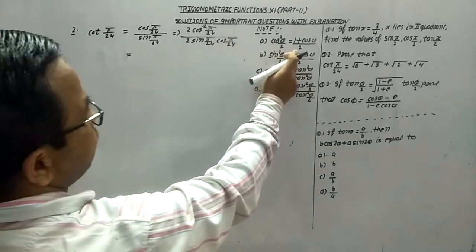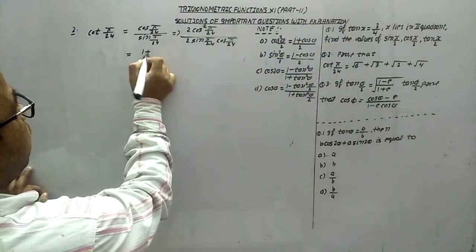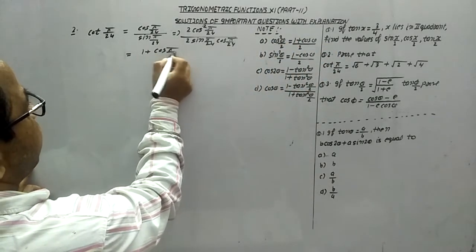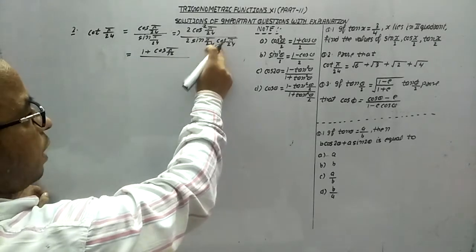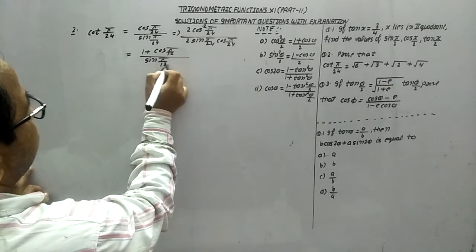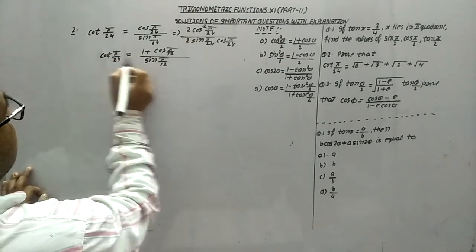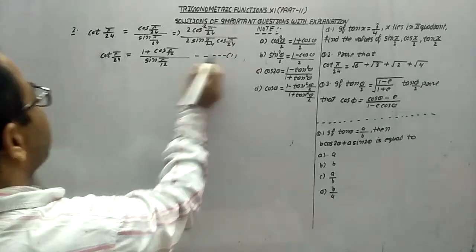So 2 sin pi by 24, and this is cos pi by 24. Now on the basis of this identity, 2 cos square theta by 2 is equal to 1 plus cos theta. It means this is 1 plus cos pi by 12. This is 2 sin theta cos theta, sin 2 theta. It means this is sin pi by 12. Cot pi by 24 is equal to this. It means this is the equation number 1.